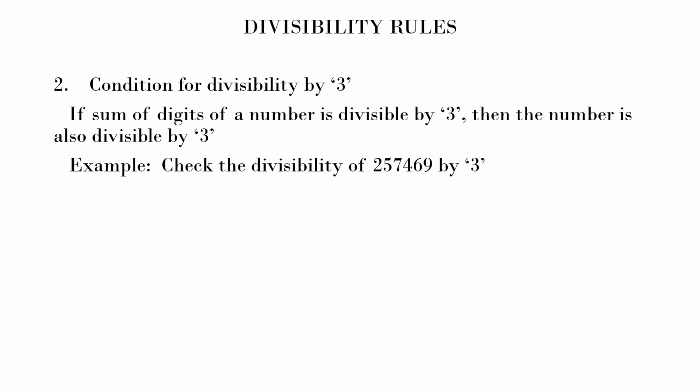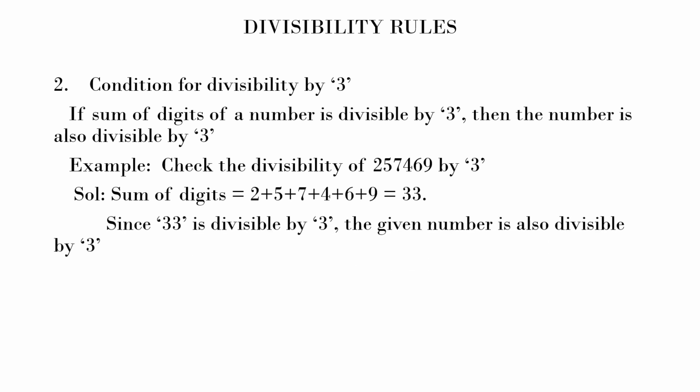In order to understand, let us check the divisibility of 2,57,469 by 3. Here we need not carry out the actual division operation. Adding the digits, 2 plus 5 plus 7 plus 4 plus 6 plus 9, which is 33. As 33 is divisible by 3, that number 2,57,469 is also divisible by 3. So no need to carry out the actual division operation.